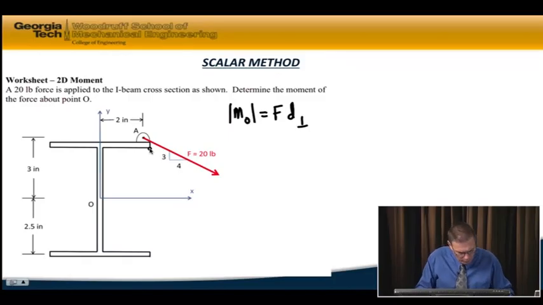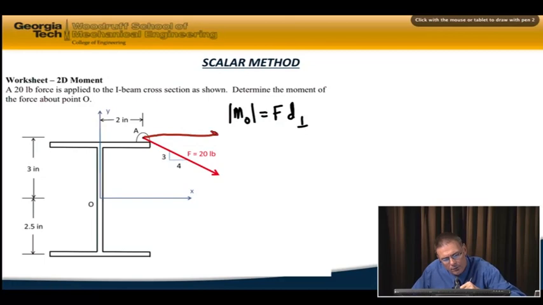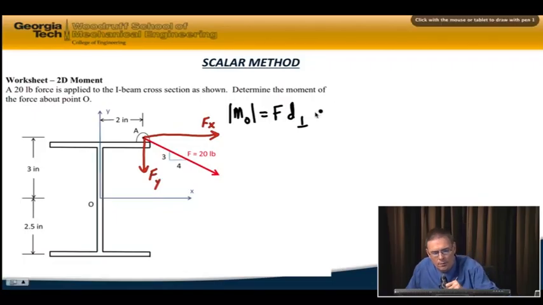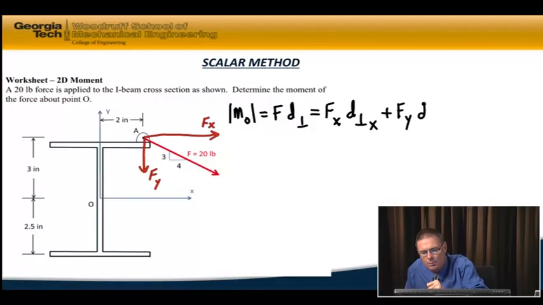And so what we're going to do is we're going to take advantage, again, of Varignon's theorem, and we're going to split this force into its x and y components. And so we've got f of x and f of y. And then we know that this is equal to f sub x times d perpendicular to the x force plus f of y times d perpendicular to the y force.